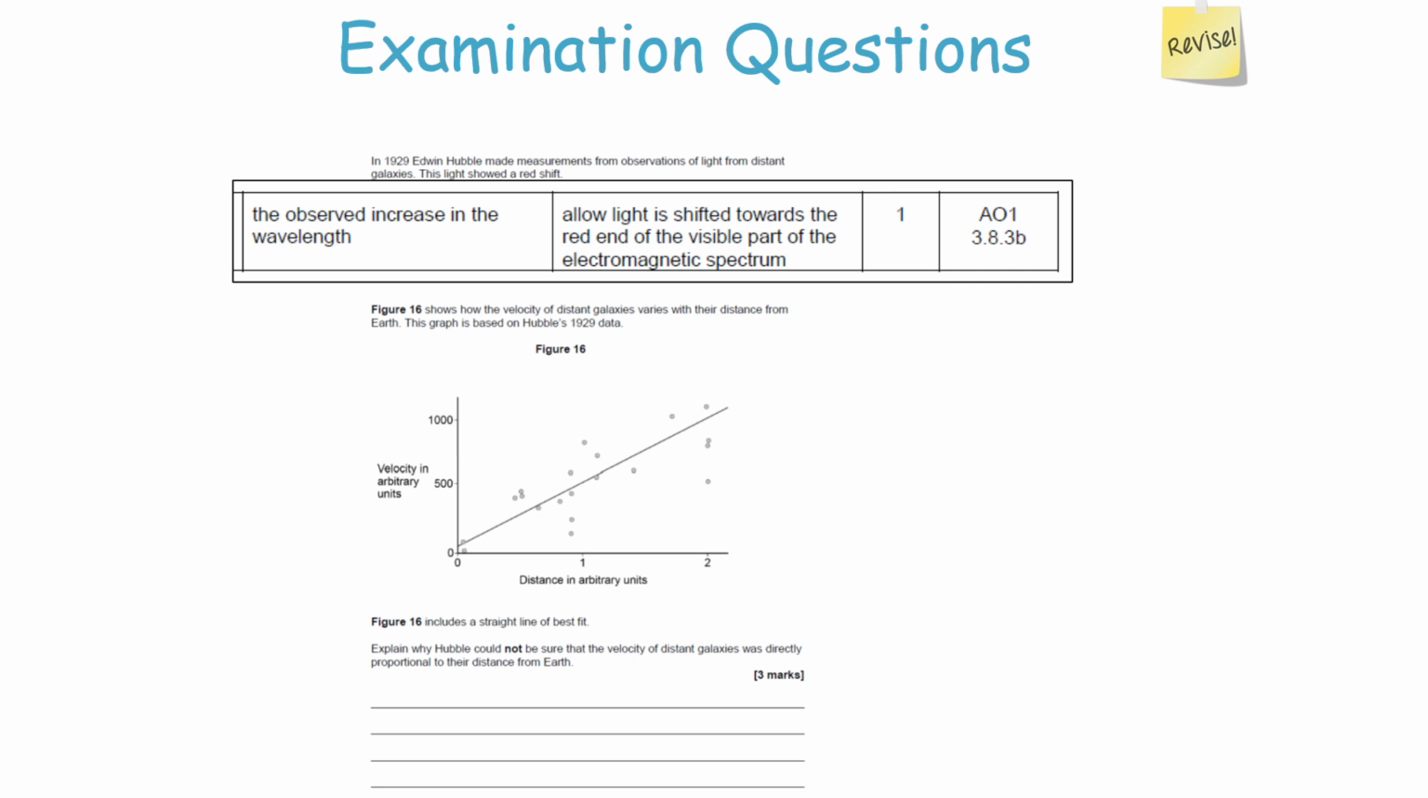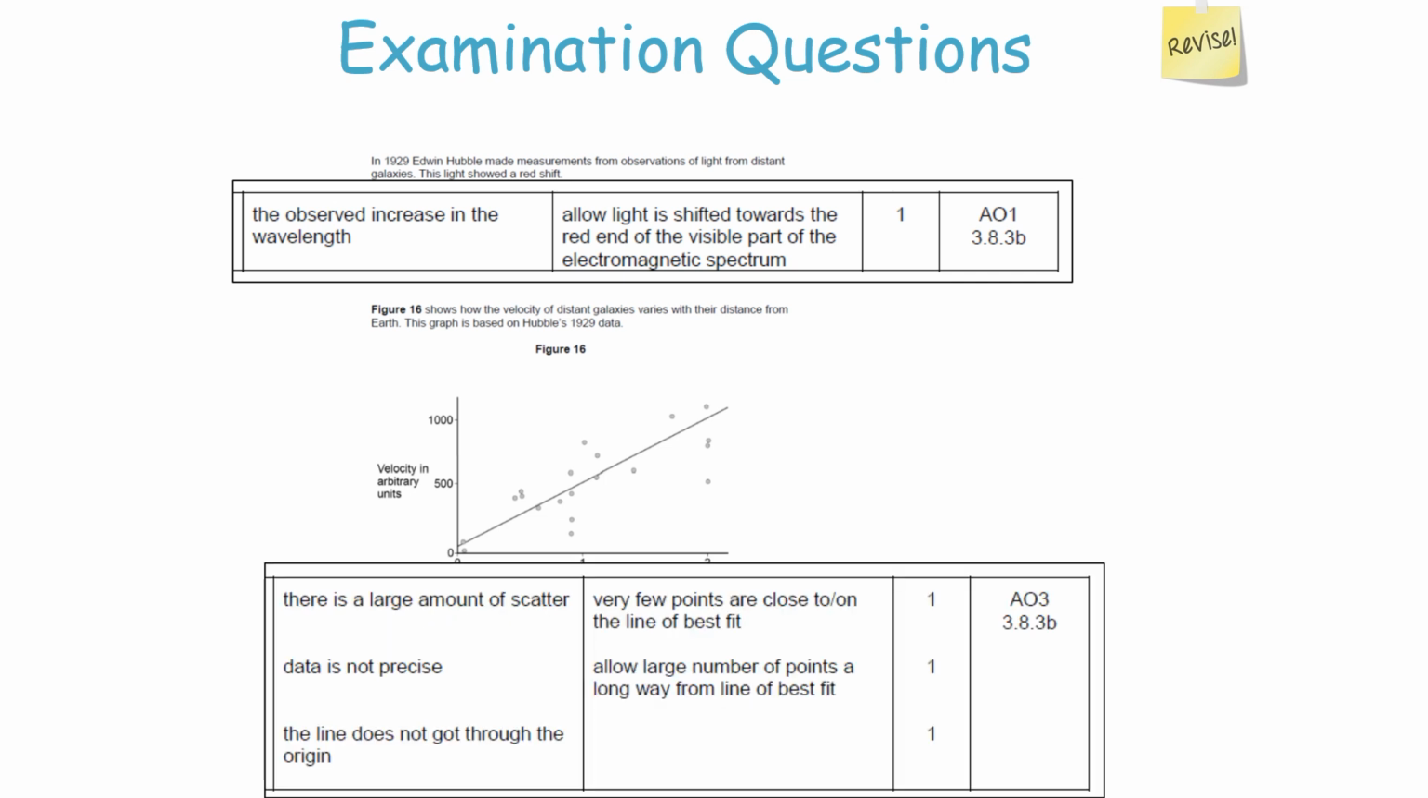Now this next question isn't asking about Hubble's law really, it's asking about how to analyse data. Now you should be aware that direct proportionality is a straight line in your graph through the origin. So why can't you draw a very good straight line of best fit through the origin with this data? Well, it's because there are very few points close to the line of best fit. So there's lots of scatter in the actual data.